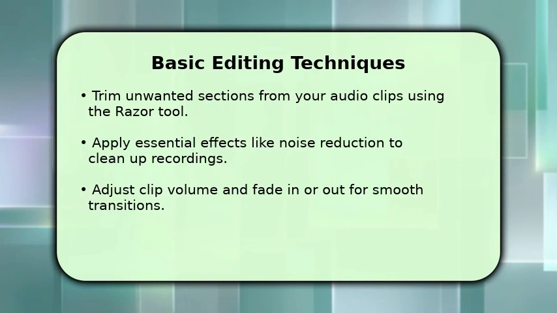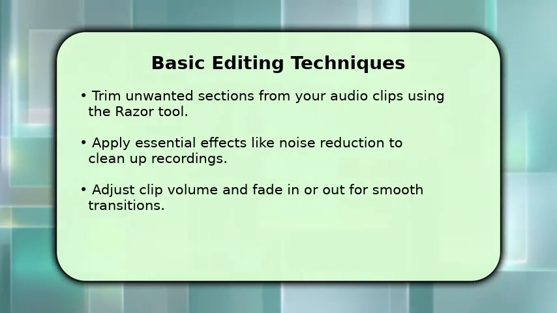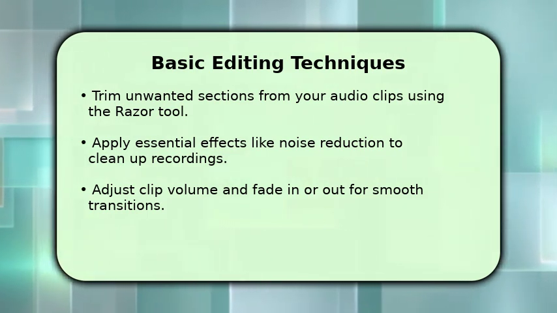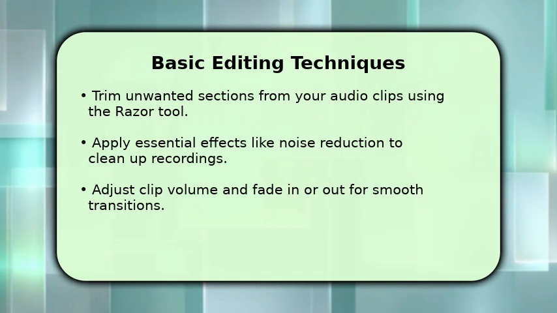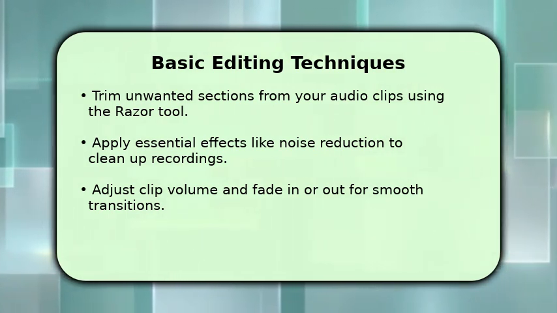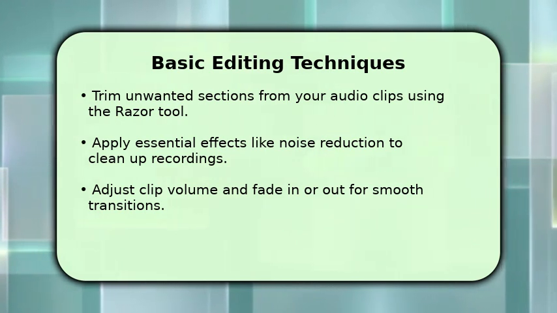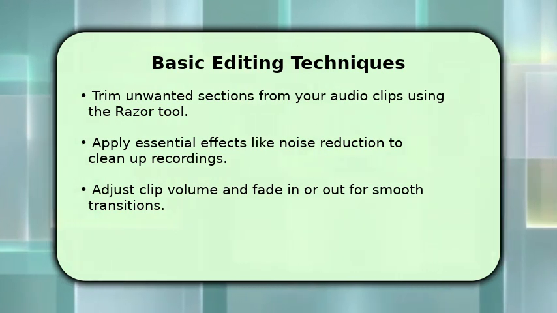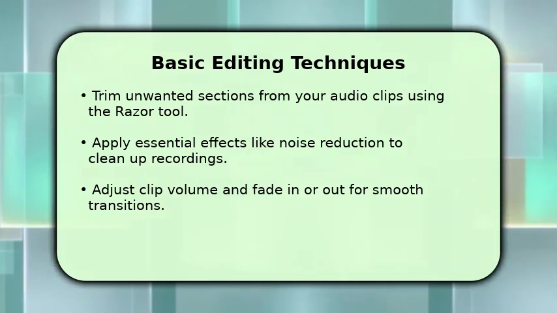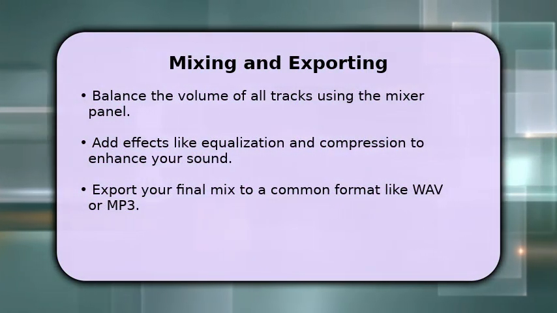With your audio recorded, it's time for some basic editing. Use the razor tool to cut and remove any unwanted sections from your clips. Adobe Audition offers powerful tools like the adaptive noise reduction effect to clean up background noise, often reducing it by 10 to 20 decibels. You can also easily adjust the volume of individual clips and create smooth fade-ins or fade-outs for professional transitions. Finally, let's mix and export your masterpiece.